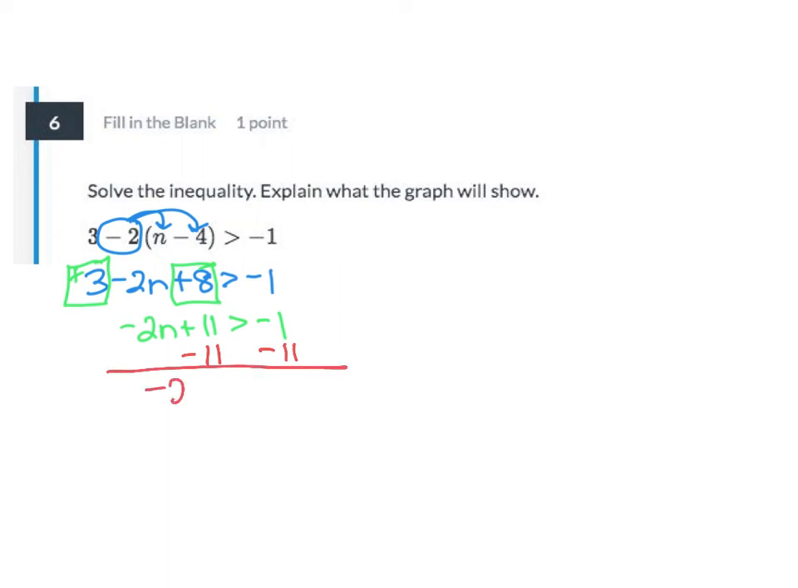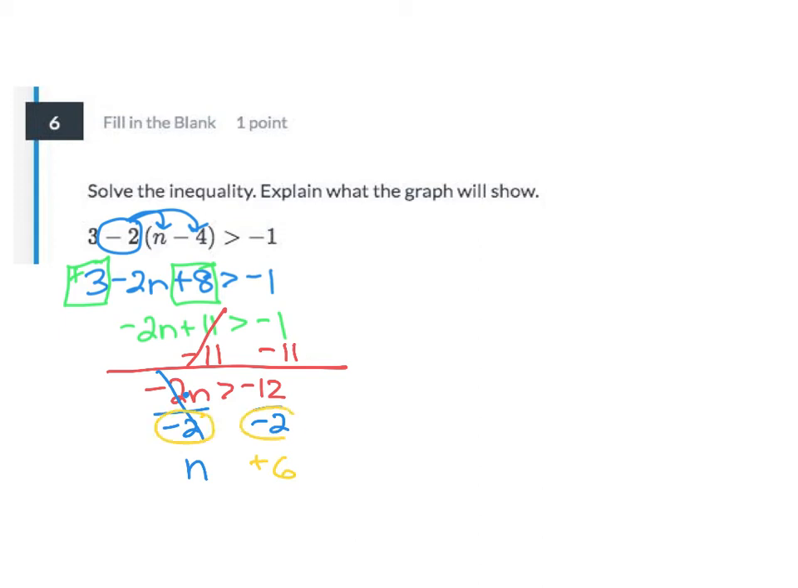So we're going to have -2n, and the positive and negative 11s are zeros. We're going to have greater than, and then we put it in your calculator exactly how it looks. -1 minus 11 is -12. Let's keep on going. We want to get n by himself. -2 and n are multiplying by each other, so we are going to divide by -2 on both sides. -2 divided by -2 is n. -12 divided by -2 is +6.